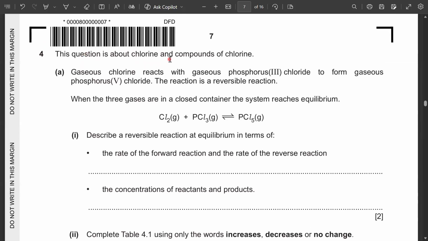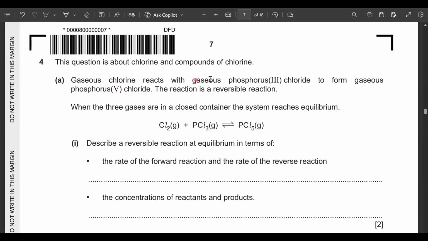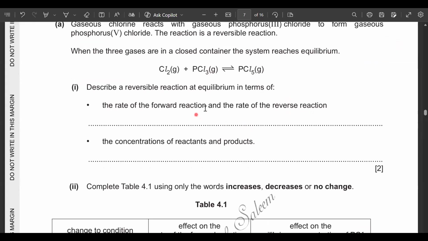This question is actually about chlorine and compounds of chlorine. Gaseous chlorine reacts with gaseous phosphorus trichloride to form gaseous phosphorus pentachloride. The reaction is a reversible reaction. When the three gases are in a closed container, the system reaches equilibrium. Cl2 plus PCl3 produces PCl5.